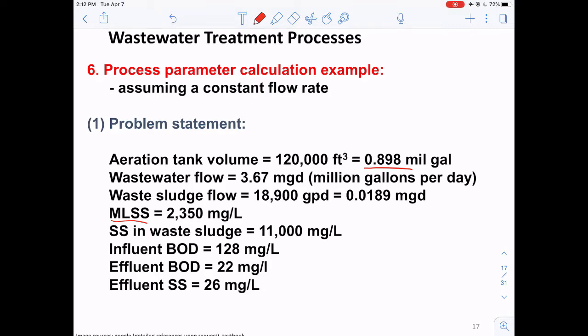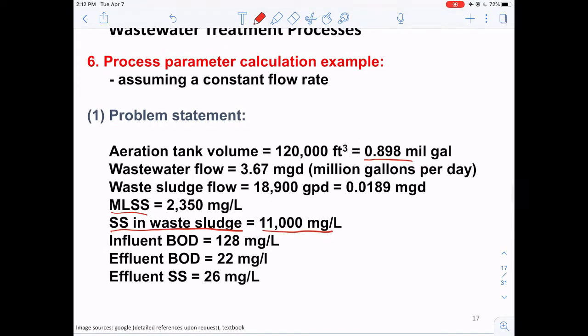It provides the mixed liquor suspended solids, and also the suspended solids in the waste sludge. So basically, if we reconstruct that system, this is the aeration tank, right? And then we have the secondary clarifier, and then this is the effluent. And for the secondary clarifier, we have this return sludge here. Return sludge, and then we'll go this way.